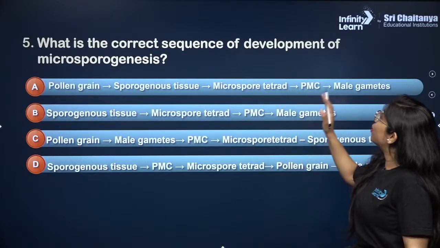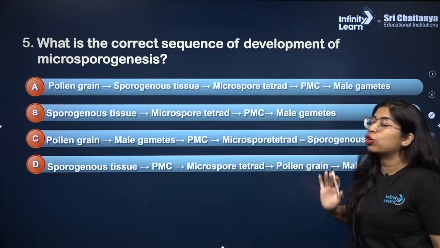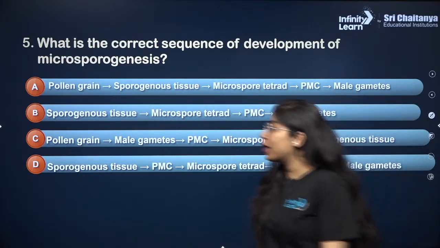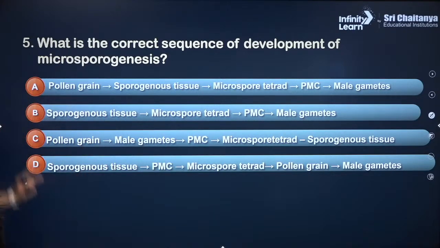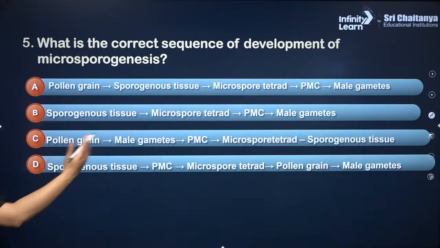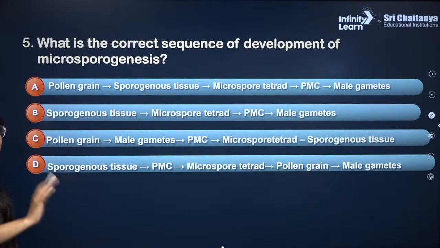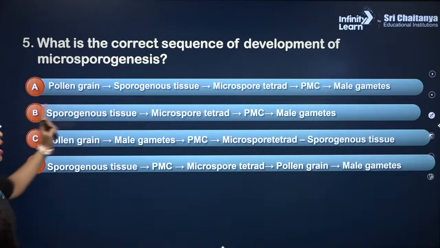Which is the correct sequence of the development of microsporogenesis? When I'm talking about microsporogenesis, I'm talking about the male counterpart, everyone. You can see four sequence of events here as to how it is going. What do you think is the answer? What is the last formed thing?